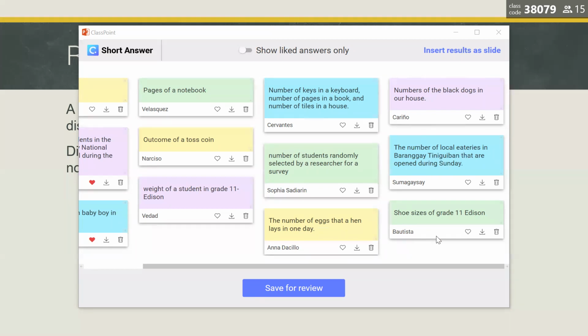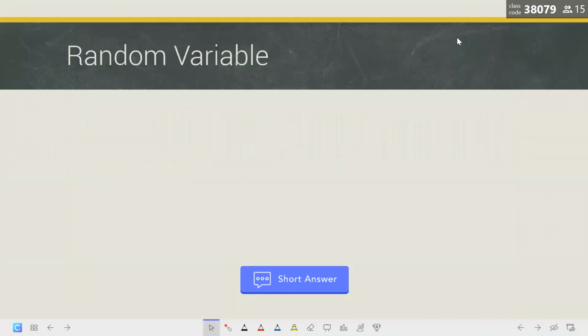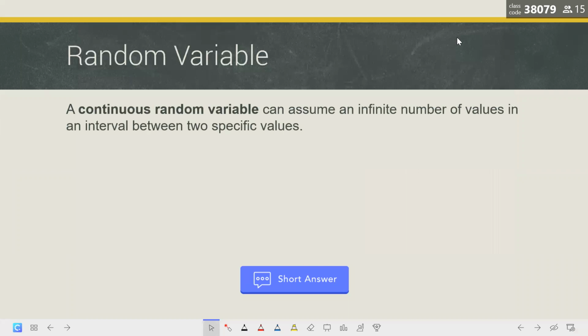Shoe size of grade 11 Edison. Sige, tanongin ko si Miss Bautista. Si Abigail. Abigail, ang shoe size ba nabibilang? Hindi po pala, sir. Hindi. So, it's not discrete. Kapag ang isang variable class is not countable, therefore, it's not discrete random variable. Ibig sabihin, kung hindi siya discrete random variable, siya ay continuous random variable. Yung other half ng isang random variable.